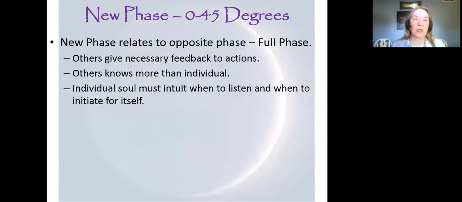And so eventually, even though we need that feedback from someone or something, the universe coming at us, eventually we start to learn how in new phase to trust that intuition inside ourselves as much as the feedback that is coming from that polarity, full phase.